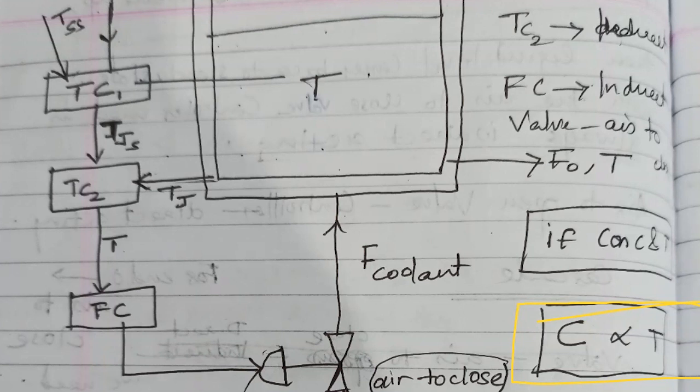According to the diagram they have given, coolant is flowing. So always take the condition that something happens. For example, if the temperature is increasing, what will happen? Your concentration will also increase because in the question they have given C is proportional to T. So if the temperature is increasing, your concentration will also increase.